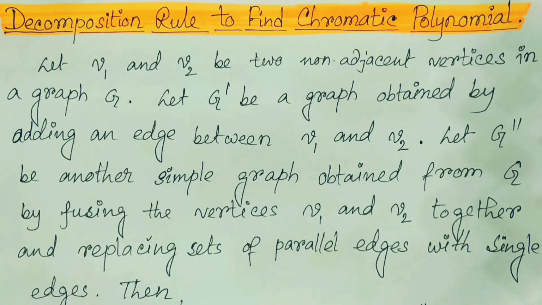In this video, we will discuss the decomposition rule to find the chromatic polynomial. In our last video, we learned how to find the chromatic polynomial. But by using the decomposition rule, it is much easier to find the chromatic polynomial for any given graph. So, how do we find the chromatic polynomial by using the decomposition rule, or decomposition principle?